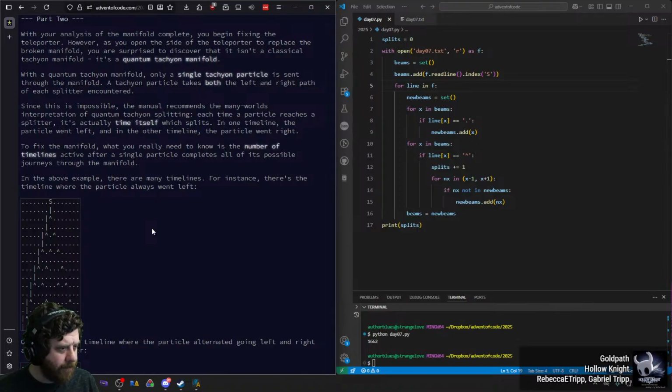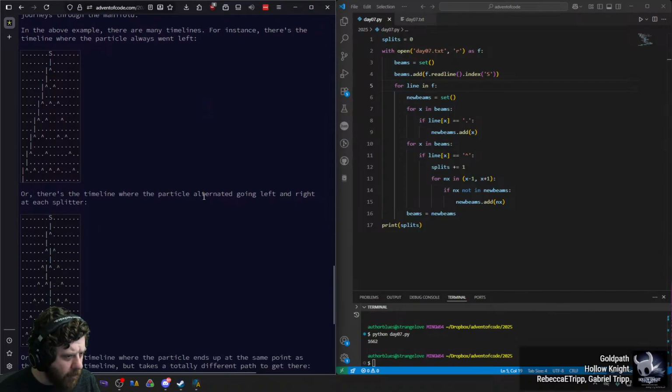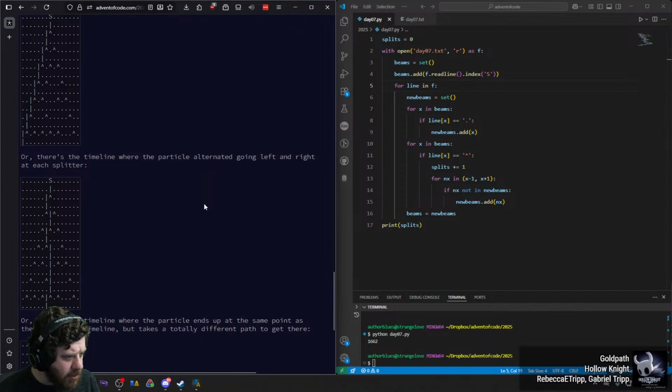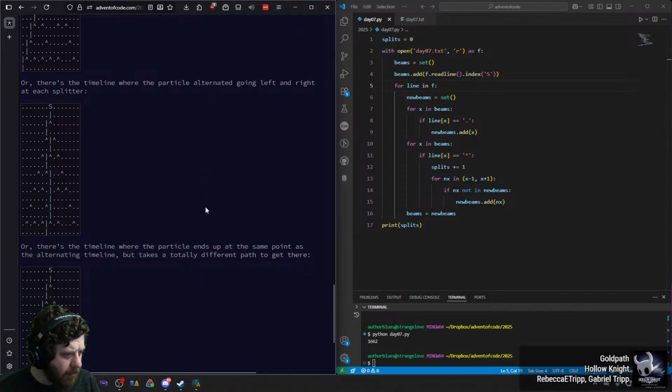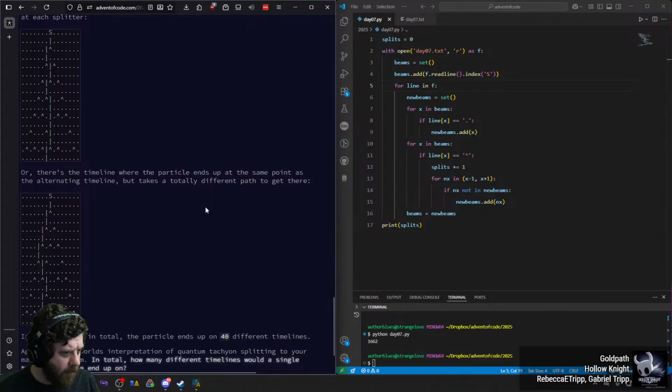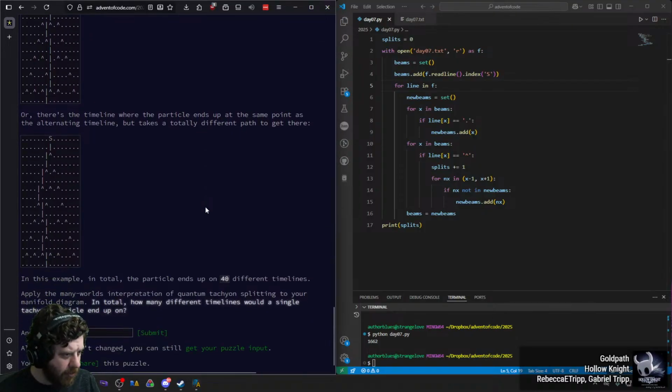In the above example, there are many timelines. For instance, there's the timeline where the particle always went left, or the timeline where the particle alternated going left and right at each splitter, or there's the timeline where the particle ends up at the same point as the alternating timeline, but takes a totally different path to get there. In this example, in total, the particle ends up on 40 different timelines. Apply the mini-world's interpretation of quantum tachyon splitting to your manifold diagram. In total, how many different timelines would a single tachyon particle end up on?